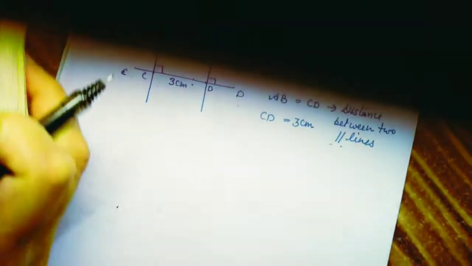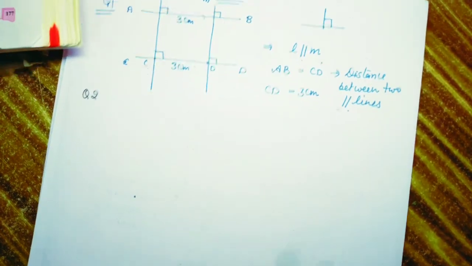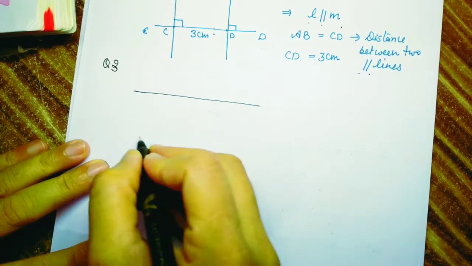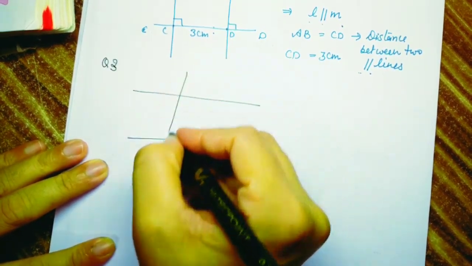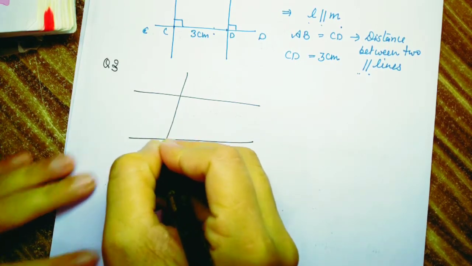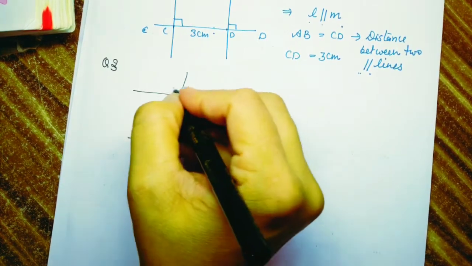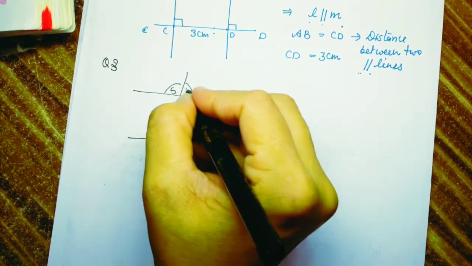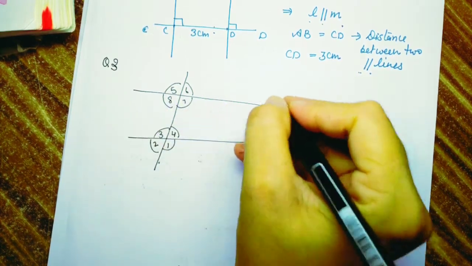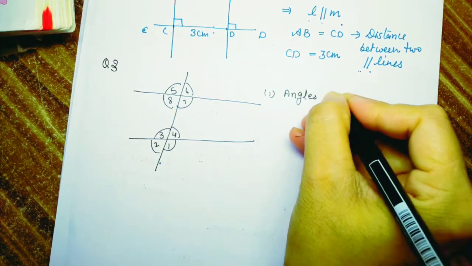Okay. Now move to question number three. In question number three, two lines are given and one line is a transversal. Then they have given angle 1, angle 2, angle 3, angle 4, angle 5, angle 6, angle 7 and angle 8. The first question they are asking, corresponding angles.